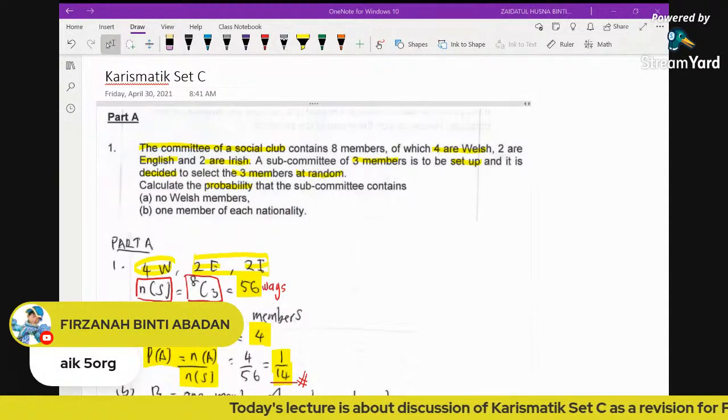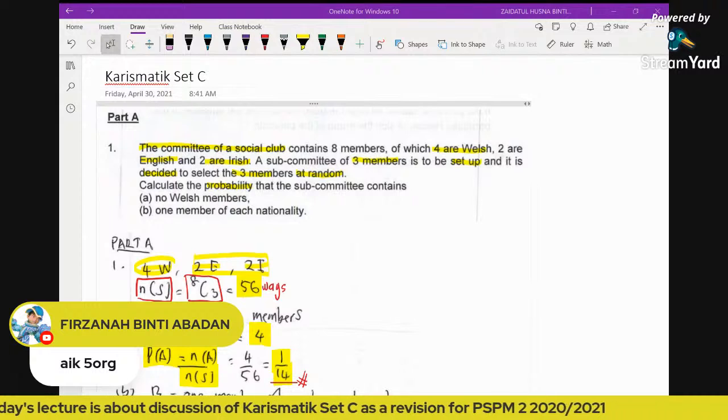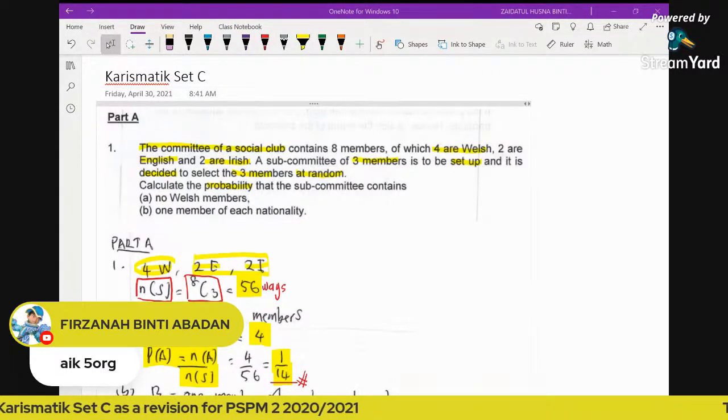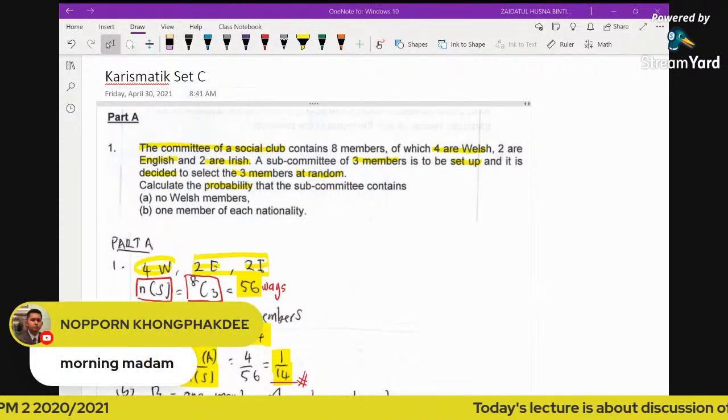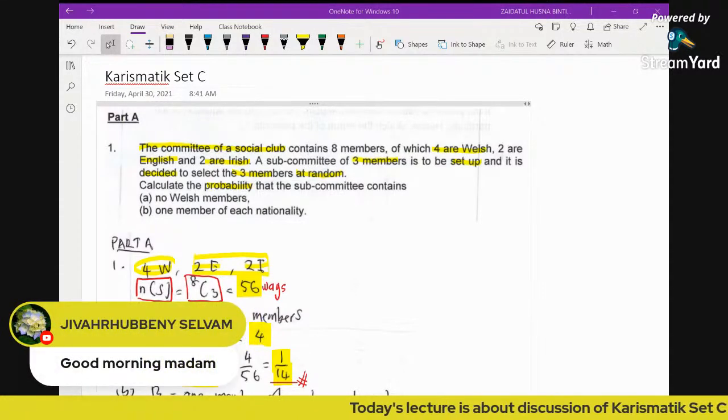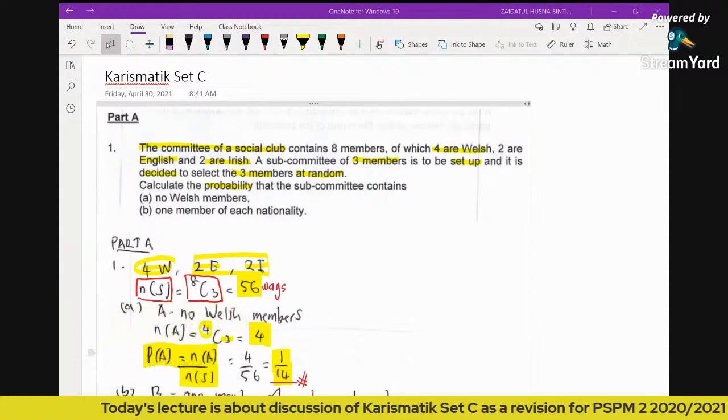Yeah, okay, there are indeed only 5 people. I'm not sure what happens to the rest, but yeah, life has to go on. So we just do whatever we can. Good morning, Ginny. Good morning, Nob. Good morning, Jiva.